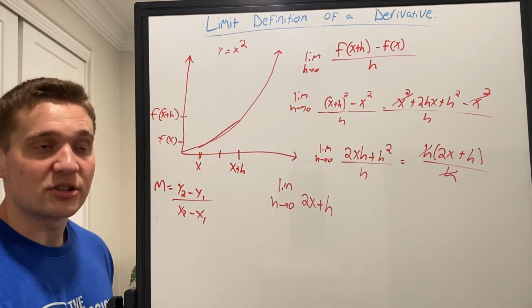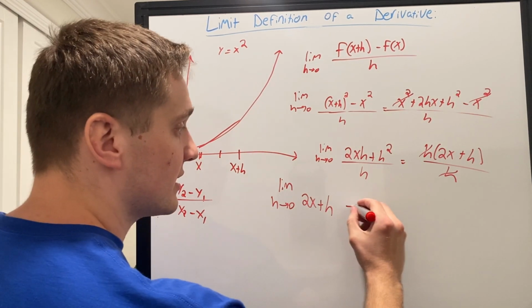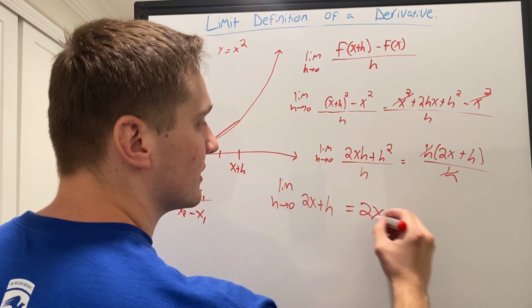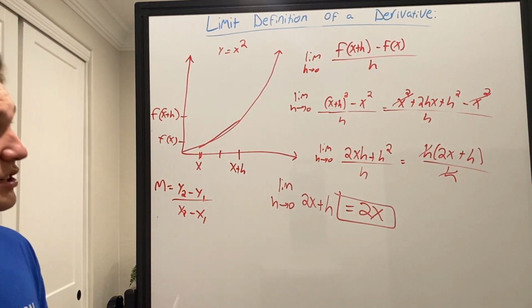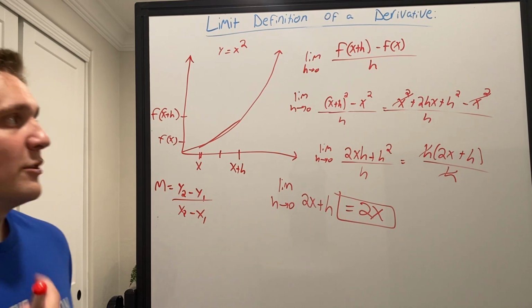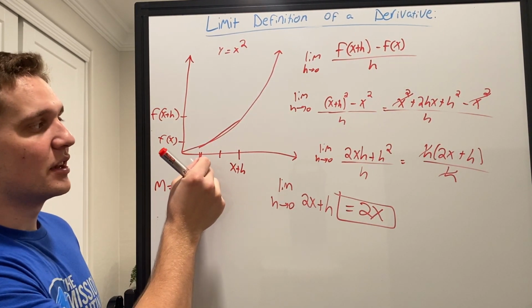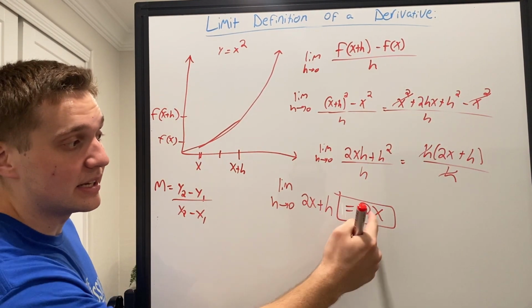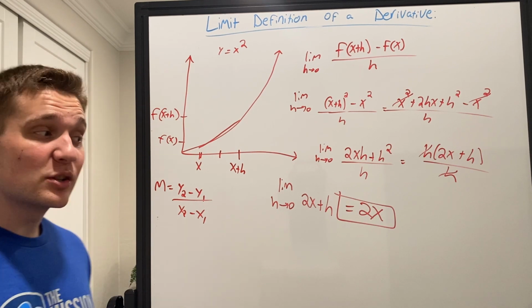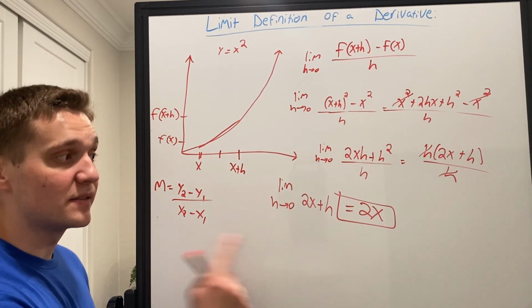So now we can just plug in 0 and see what we get. In this case, this is going to be equal to 2x. So this tells us that with whatever point we plug into x squared, we can find its instantaneous rate of change, or the slope at that point, using 2x. And this is why we say that the derivative of x squared is 2x, because of this definition.